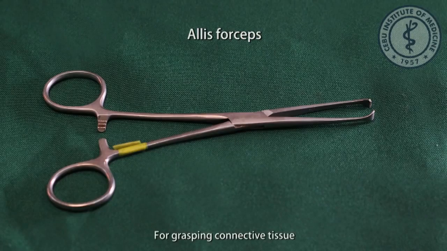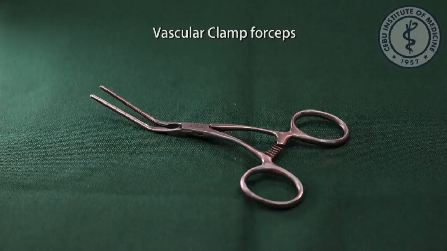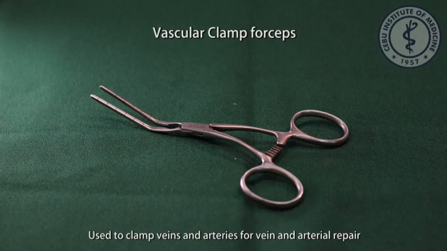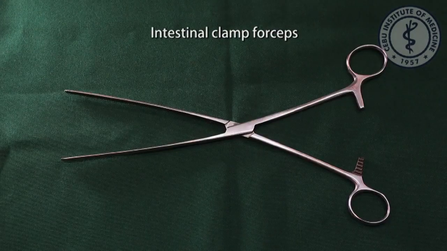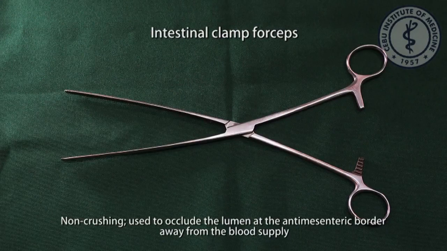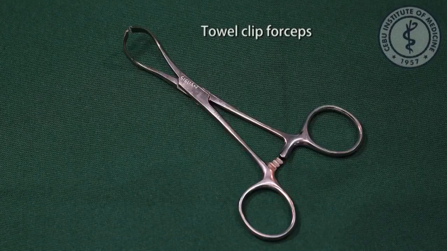Allis forceps, for grasping connective tissue. Vascular clamp forceps, used to clamp veins and arteries for vein and arterial repair. Intestinal clamp forceps, non-crushing, used to occlude the lumen at the anti-mesenteric border away from the blood supply. Towel clip forceps, to hold towels in place.